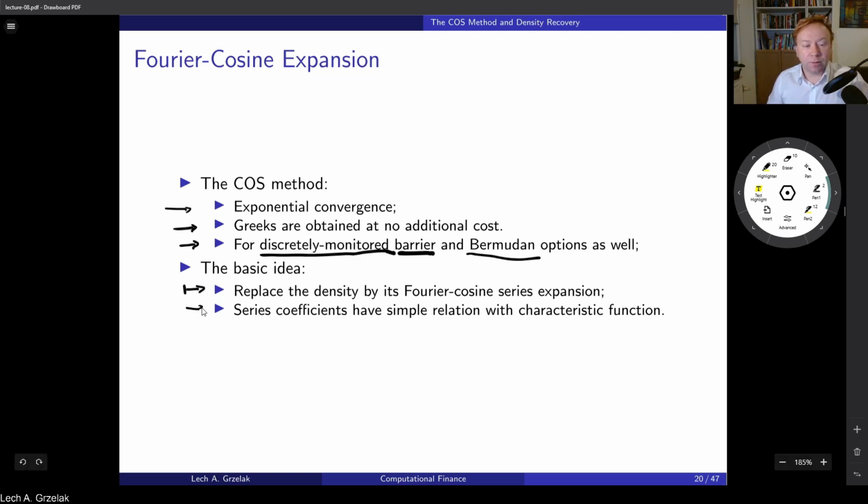Another very important thing is that the series you have is very much related to the characteristic function. This means that if you are recovering your density or calculating option prices, you can simply make use of the characteristic function, and you don't need to perform any additional integrations or computations. The COS method allows for a direct relation with the density and the characteristic function. So there is a one-to-one correspondence without additional integrals.